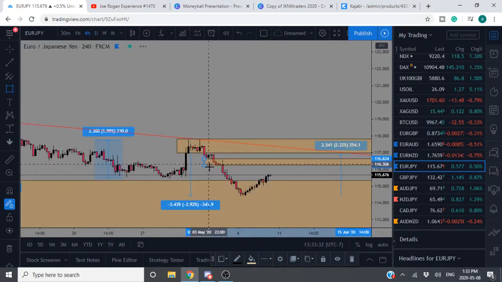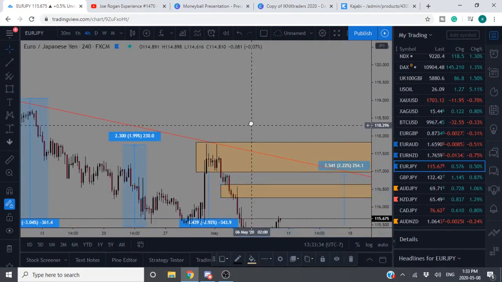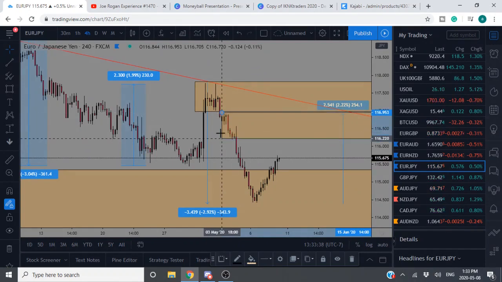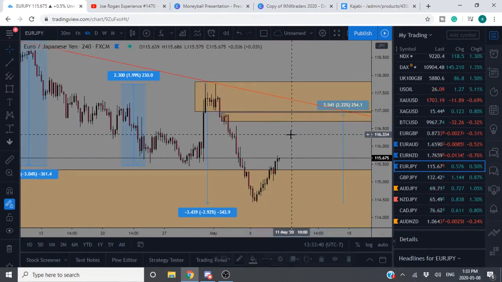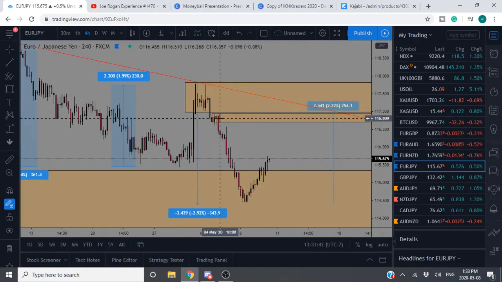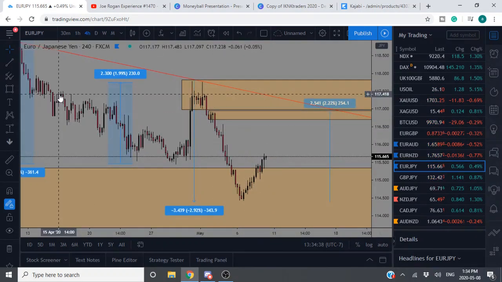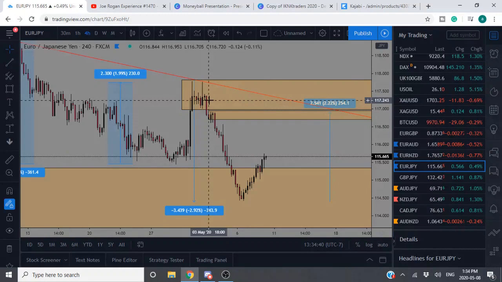Let's go down there. So we go into the 4 hour, and that would be the 4 hour supply. So that's where I see the imbalances, possibly prices going for the corrective move. Make sense?